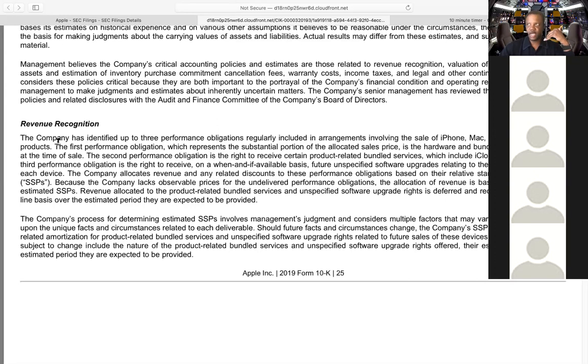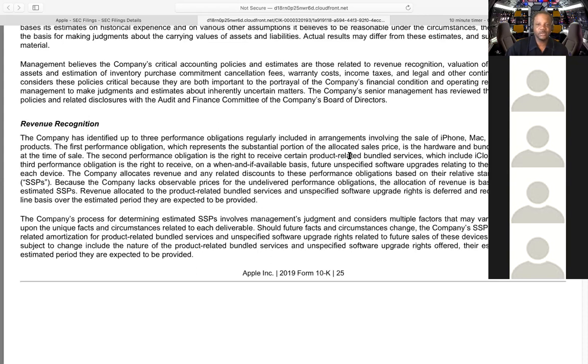Think about the language that they're using, right? And how this is going back to the accounting aspect of it. The first performance obligation, which is a big part of the substantial portion, big part of the sales price, is the hardware, the iPhone, and the bundled software delivered at the time of the sale. So in other words, as soon as we deliver it, most of the revenue from this arrangement, we're earning that. We're saying we earned that. We did what we said we're going to do.